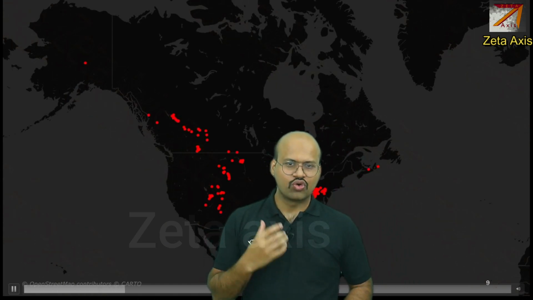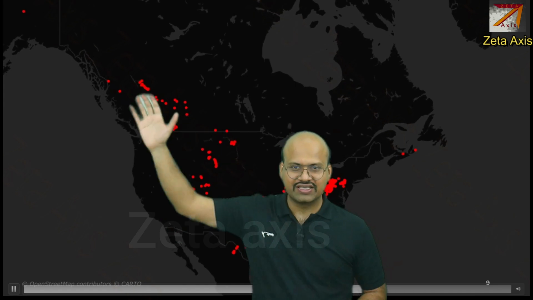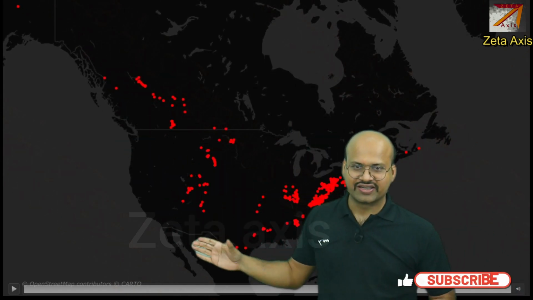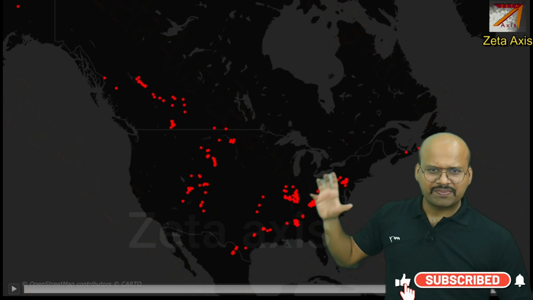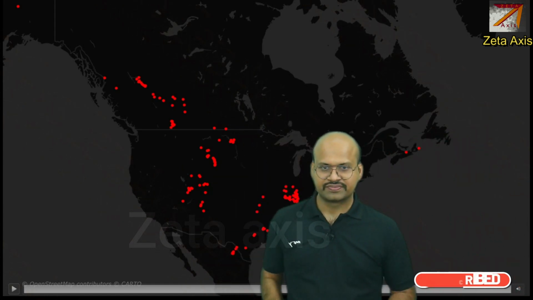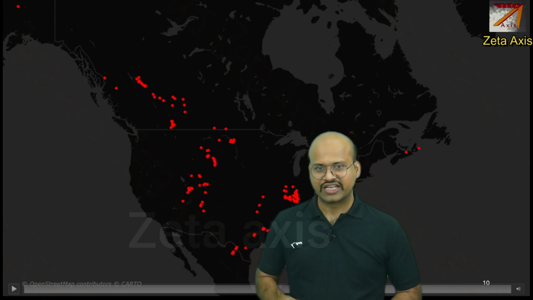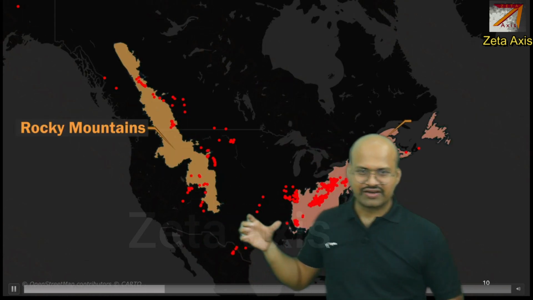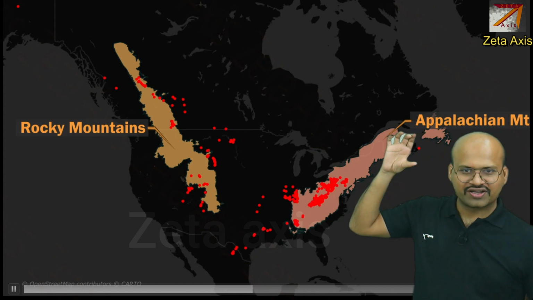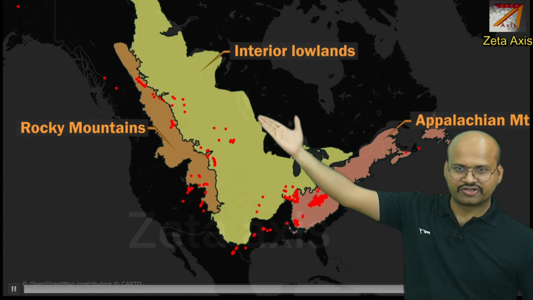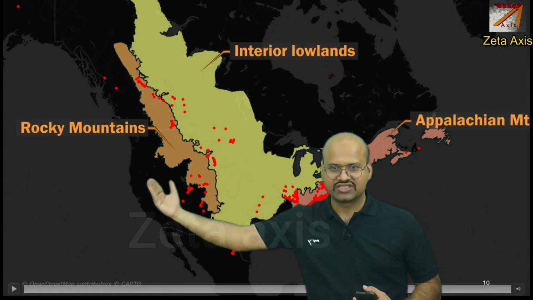If we look closer at the deposits of coal in the North American continent, then we can see these are the coal deposits, which are mainly centered in the central region and in this Appalachian region. There are some coal deposits which we can see on these islands. These regions, as we already know, are the Rocky Mountain region, then we have the Appalachian Mountains over here, and then we have the interior plains in the center.